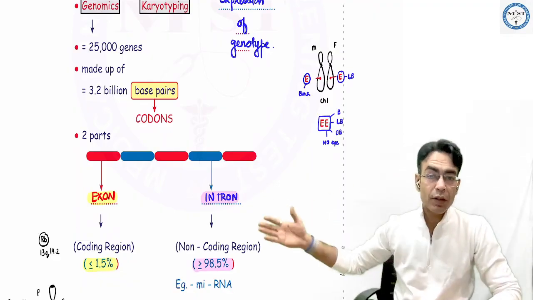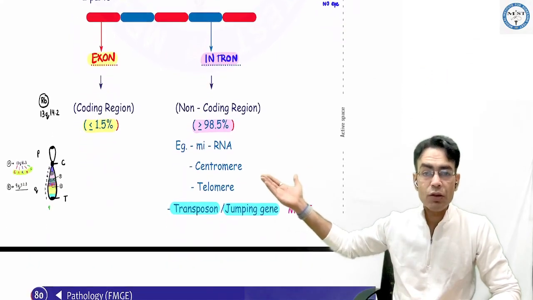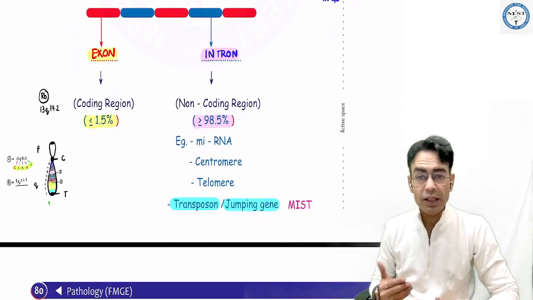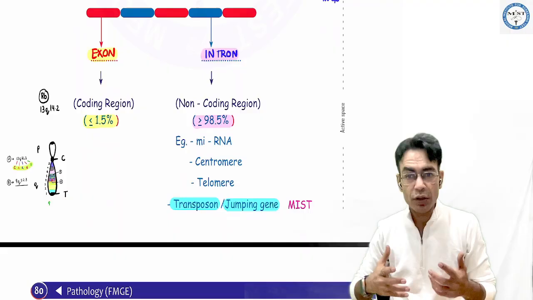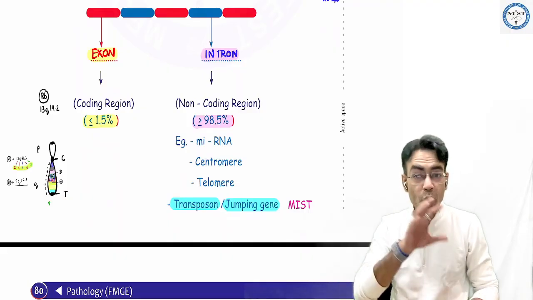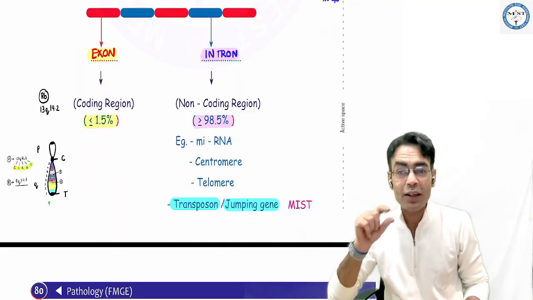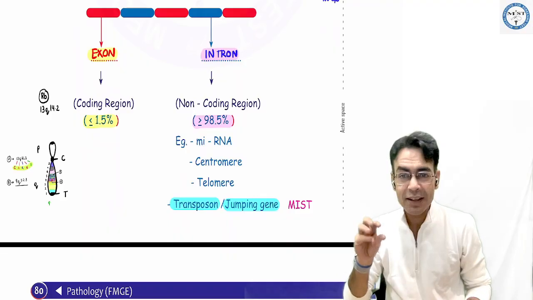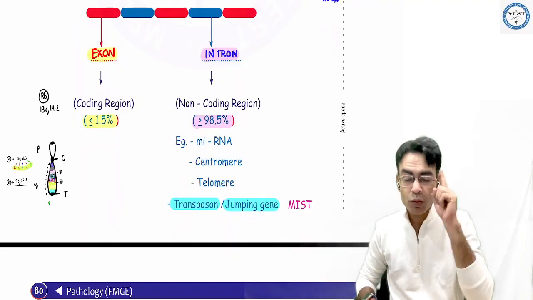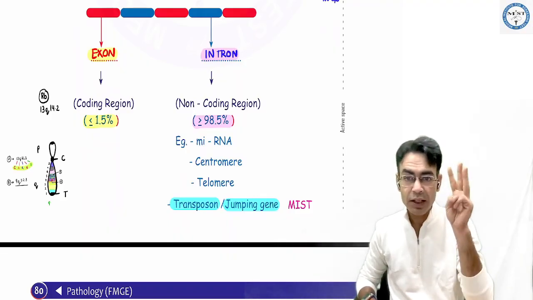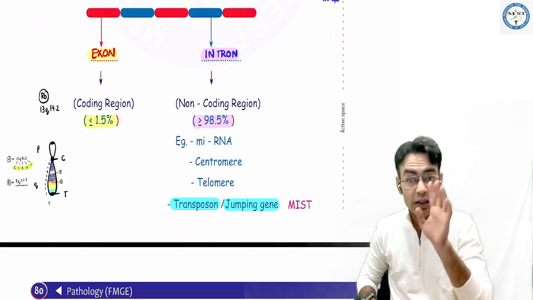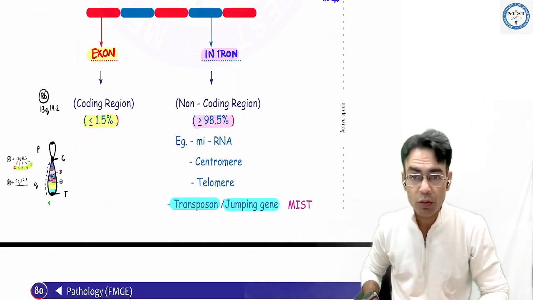Now, what are the examples of introns? They are your mitochondrial RNA, centromere, telomere, and transposon jumping genes. What are jumping genes? Which keep on changing their position. And we discussed in the class how we are naming a gene, how we are locating a gene. Location, that is your carbs: chromosome, arm, region, band, and subband. Remember, there can be a total of 8 regions in a chromosome arm.